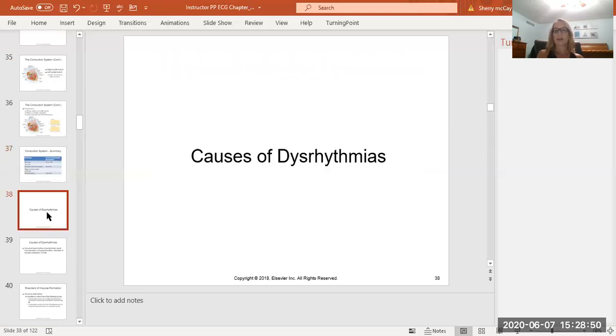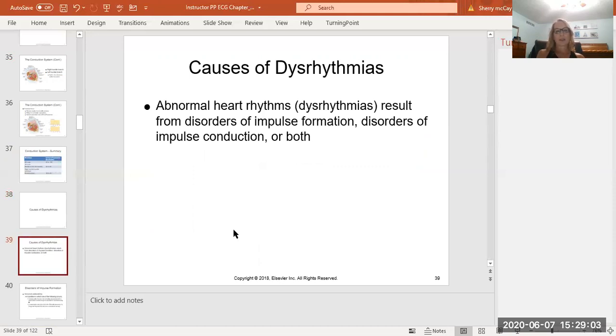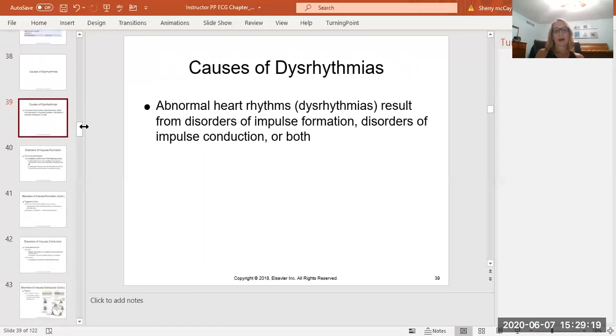All right. Causes of dysrhythmia. So let's talk about that. What's going to cause the heart to not be nice, pretty, normal beats? Okay. What can cause it to be a little bit off? What's going to cause dysrhythmias or abnormal heart rhythms? They result from disorders of impulse formation, disorders of impulse conduction, or both. Okay. So it can be a disorder of the actual impulse formation or the conduction, or it can be a combination of both.